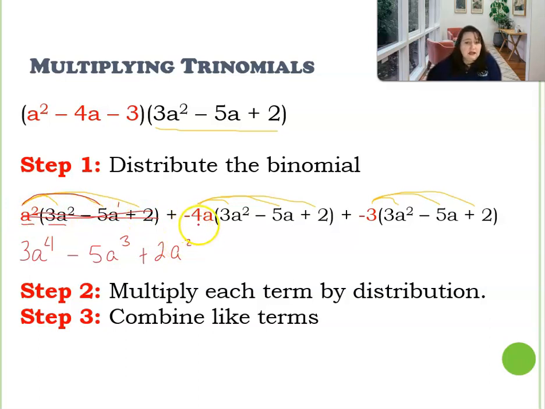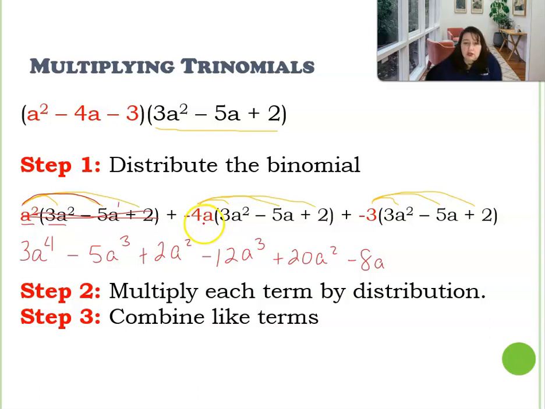I'm going to do this negative 4a, and I'm going to multiply it to this 3a squared. So I'm going to end up with a negative 12a to the 3rd. And I'm going to then take this negative 4a and times it by this negative 5a. 2 negatives make a positive. I'm going to end up with a positive 20a squared. So far so good, hopefully. And then I'm going to take the negative 4a and multiply it to 2. So that gives me negative 8a.